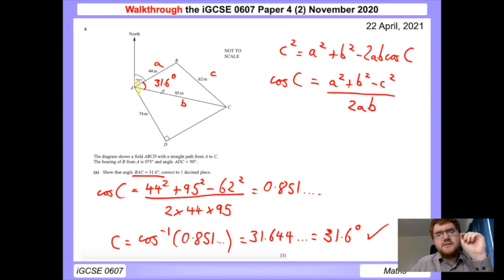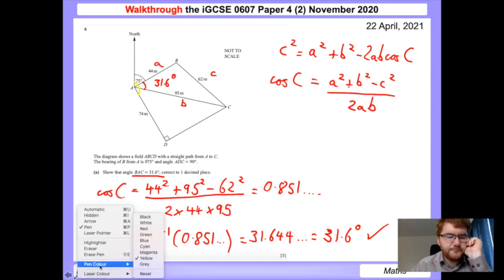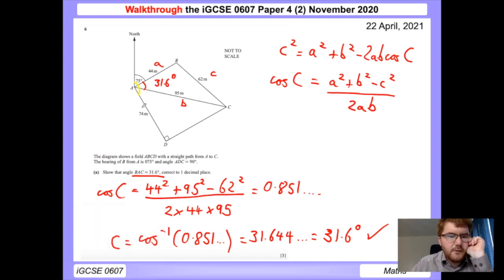Now we've got quite a lot of this already. We've got the 31.6, we've got the 75. What we're missing here, let me do this in a slightly different color, is this small angle here. So if we can work out that small angle, then we can add all 3 answers together to give us our solution.